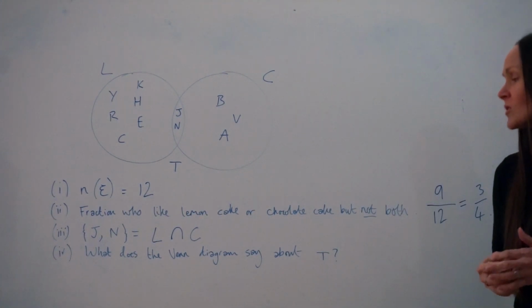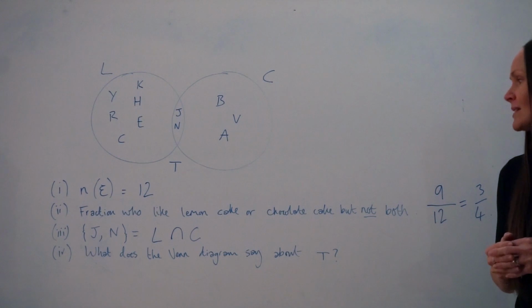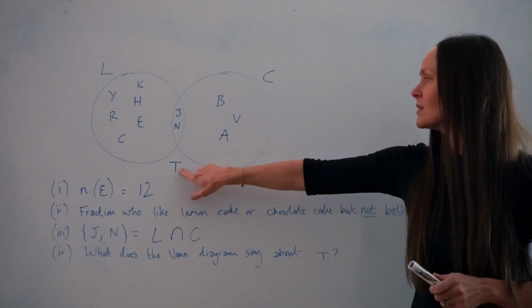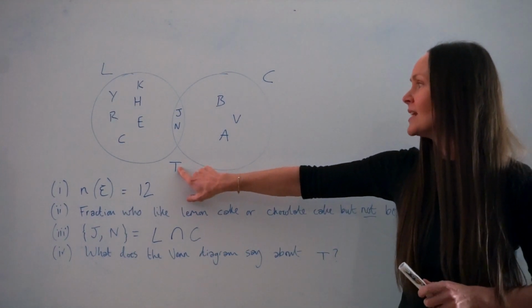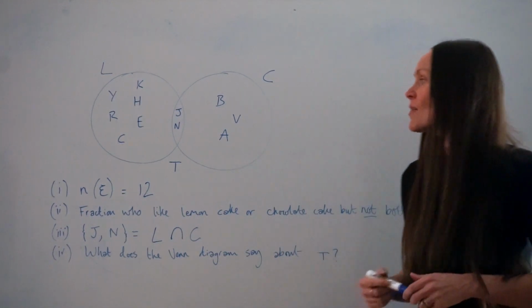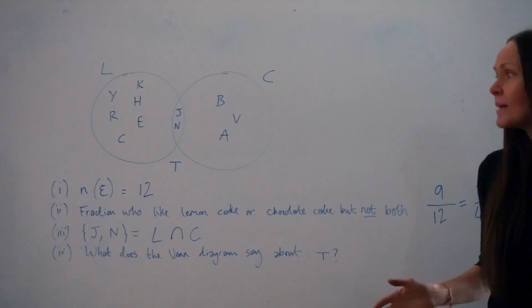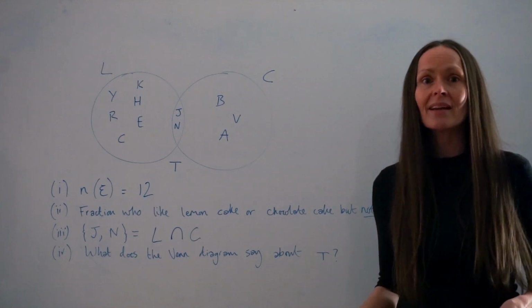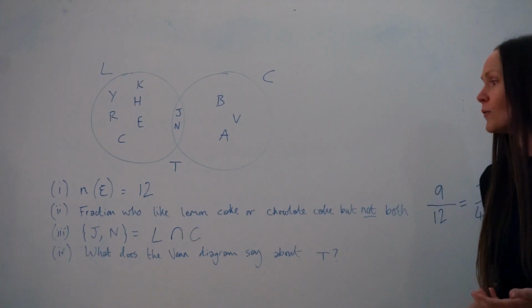Number 4, what does the Venn diagram say about T? Okay, so this is the person with a name beginning with T. I think I mentioned this at the start. This person does not like lemon cake and does not like chocolate cake. So that's all you would write for part 4, okay?